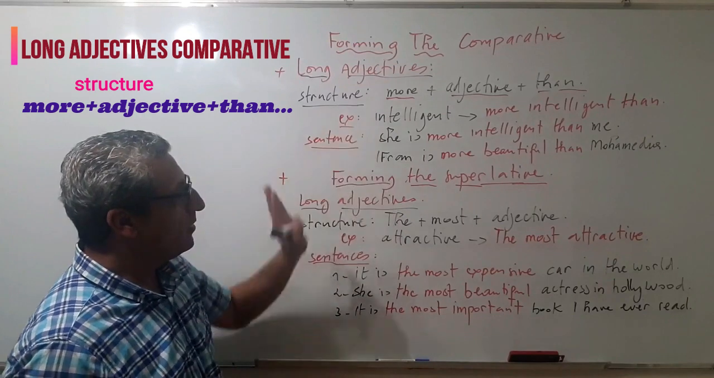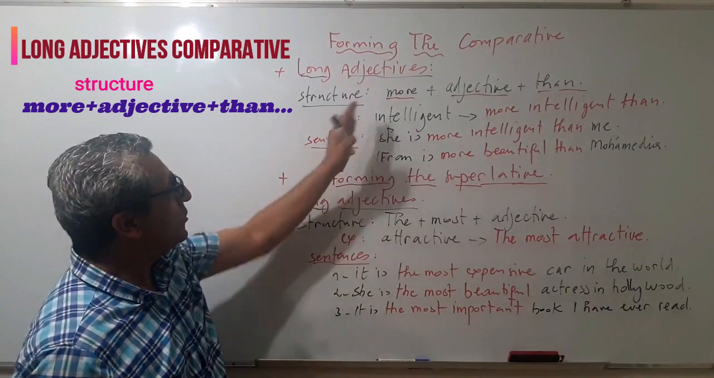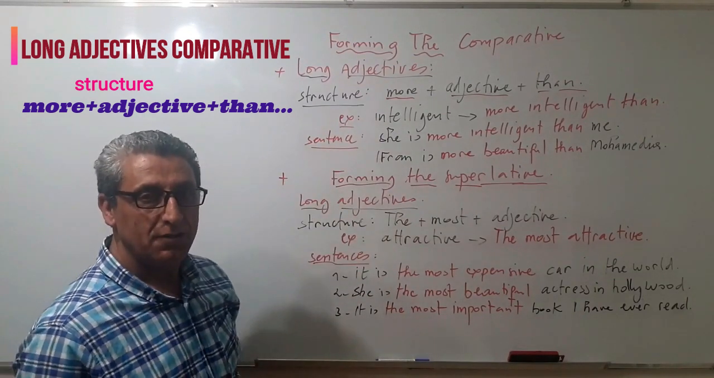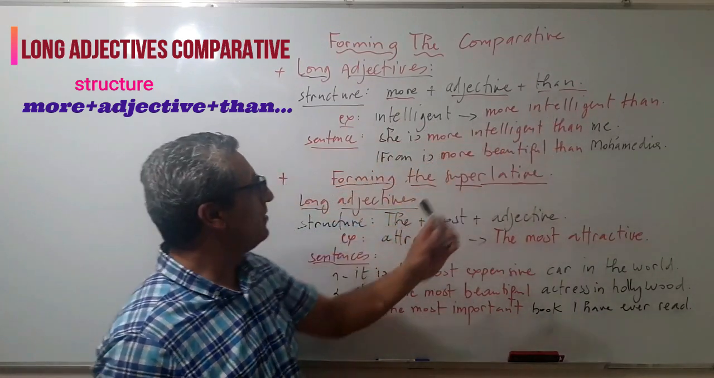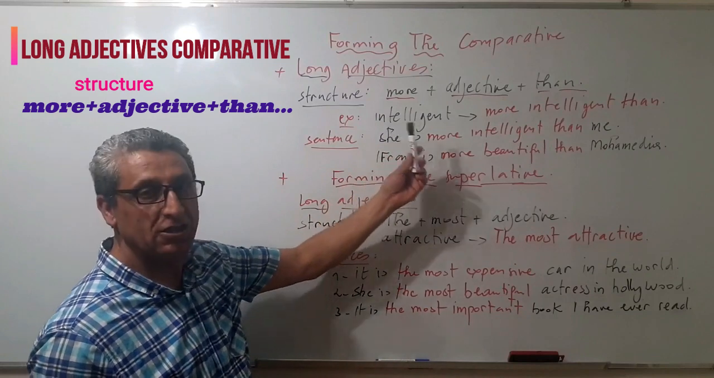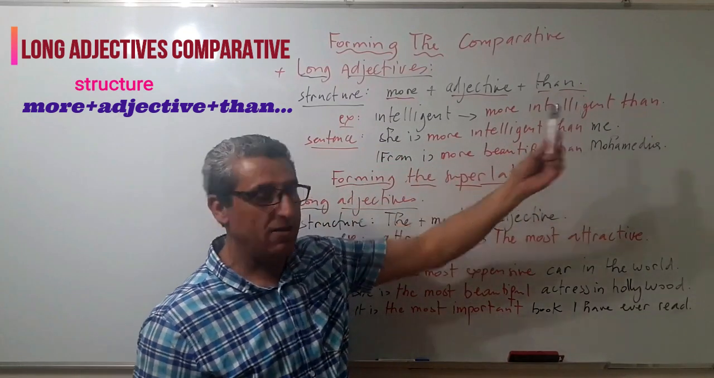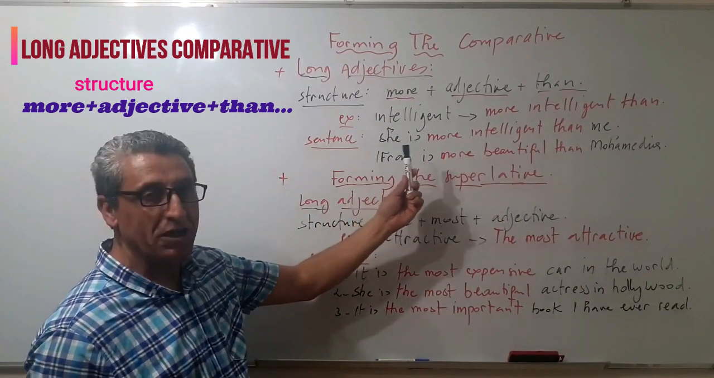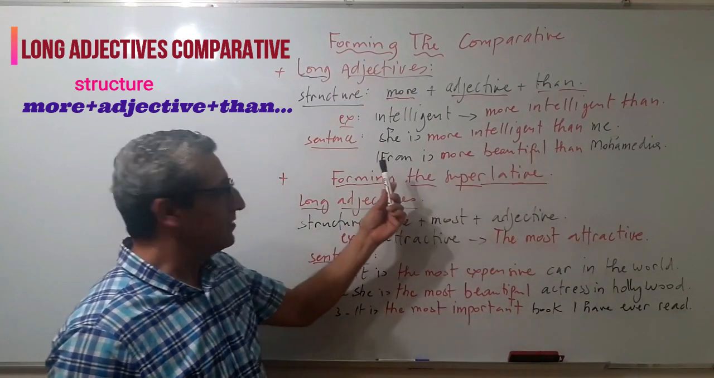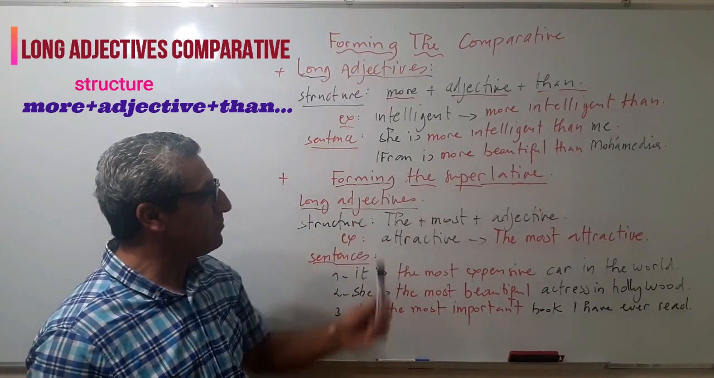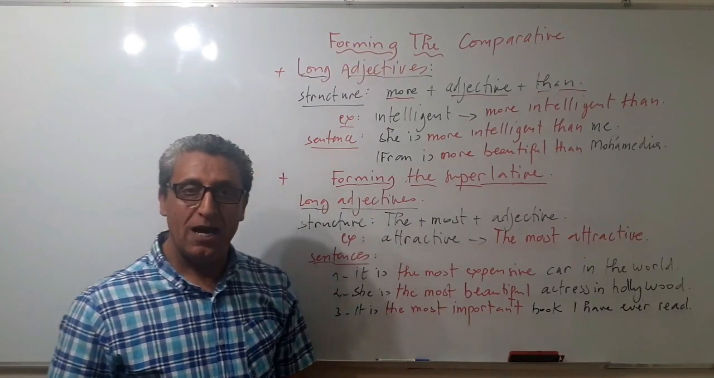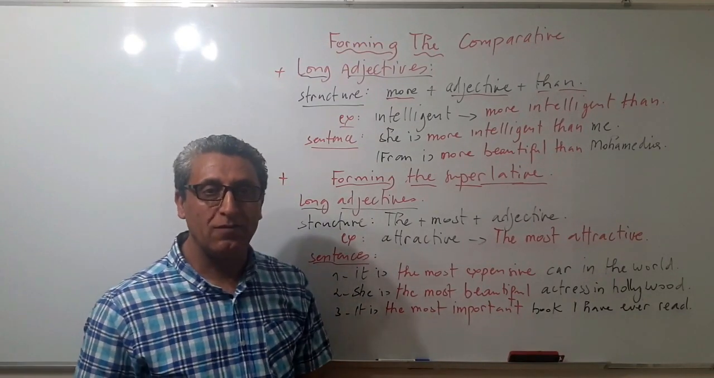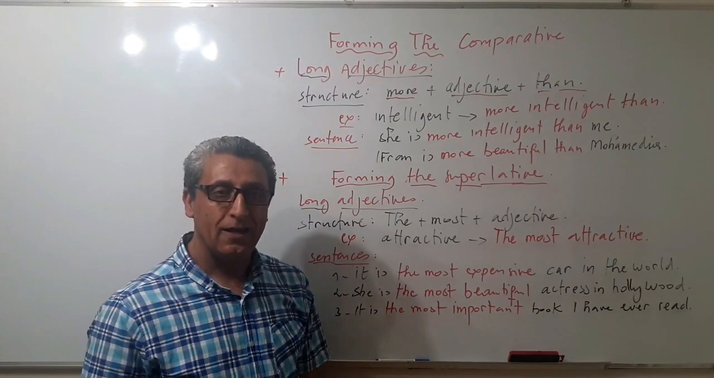So recapitulation: the comparative form with long adjectives, the structure is more plus adjective plus than. Example, intelligent, more intelligent than. Sentence: she is more intelligent than me. Sentence number 2: Ifrane is more beautiful than Muhammadiyah. Okay, now shall we move to the superlative form with long adjectives? Okay, let's go.